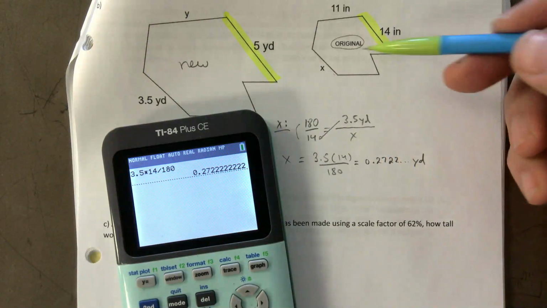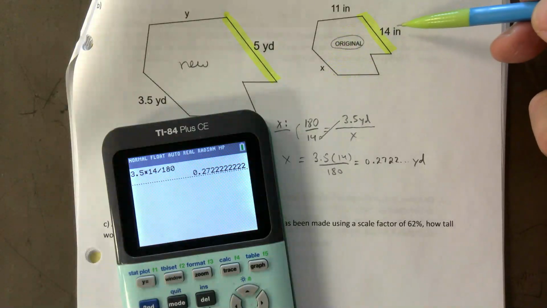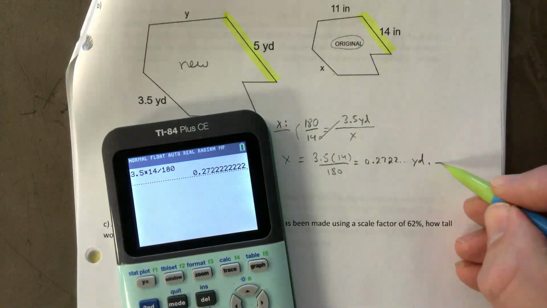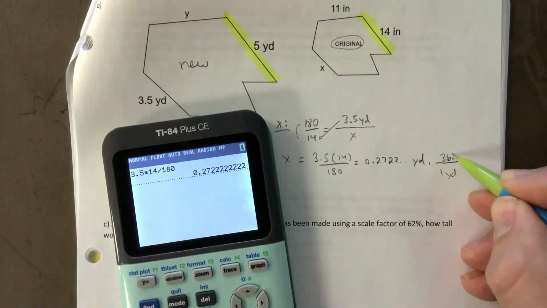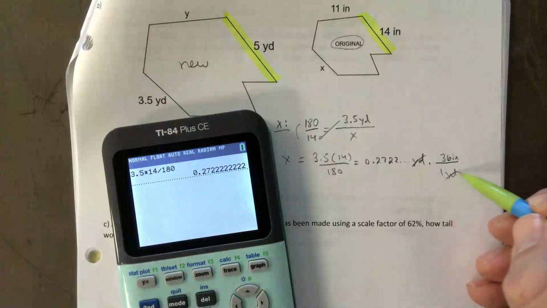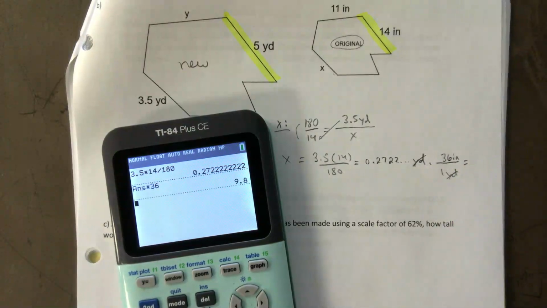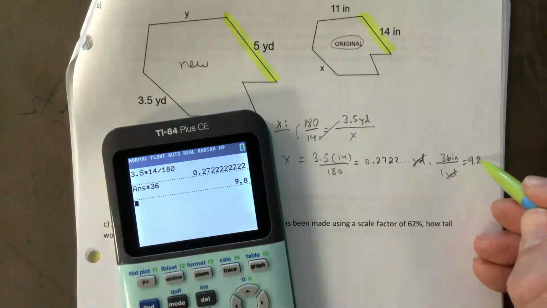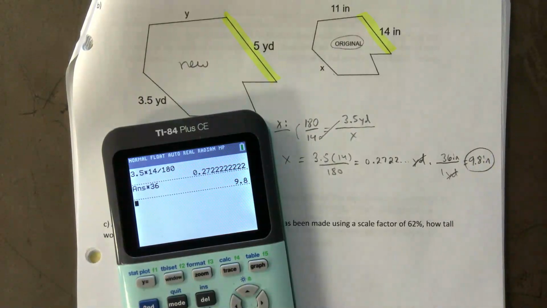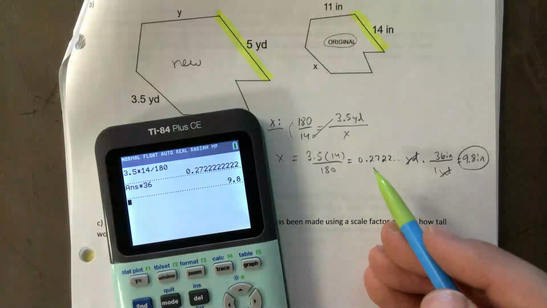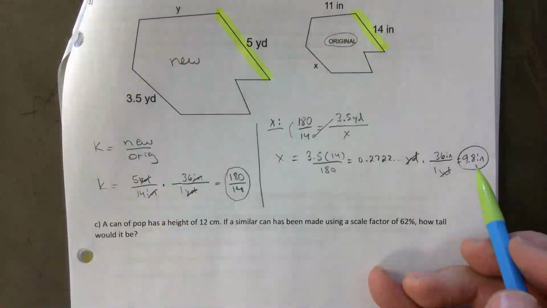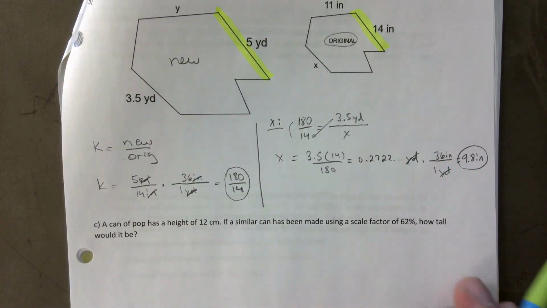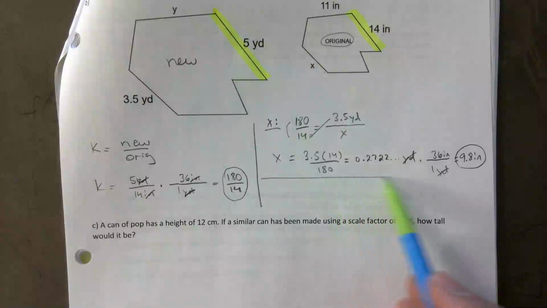but everything in the original is in inches. So it wouldn't hurt to just go 1 yard has 36 inches. Okay, to cancel that out. So I'm just going to multiply that by 36. So that's 9.8 inches. So some of you were perplexed by getting this answer here. You're not wrong. I would just say this is the best answer. Okay. And y the same way.